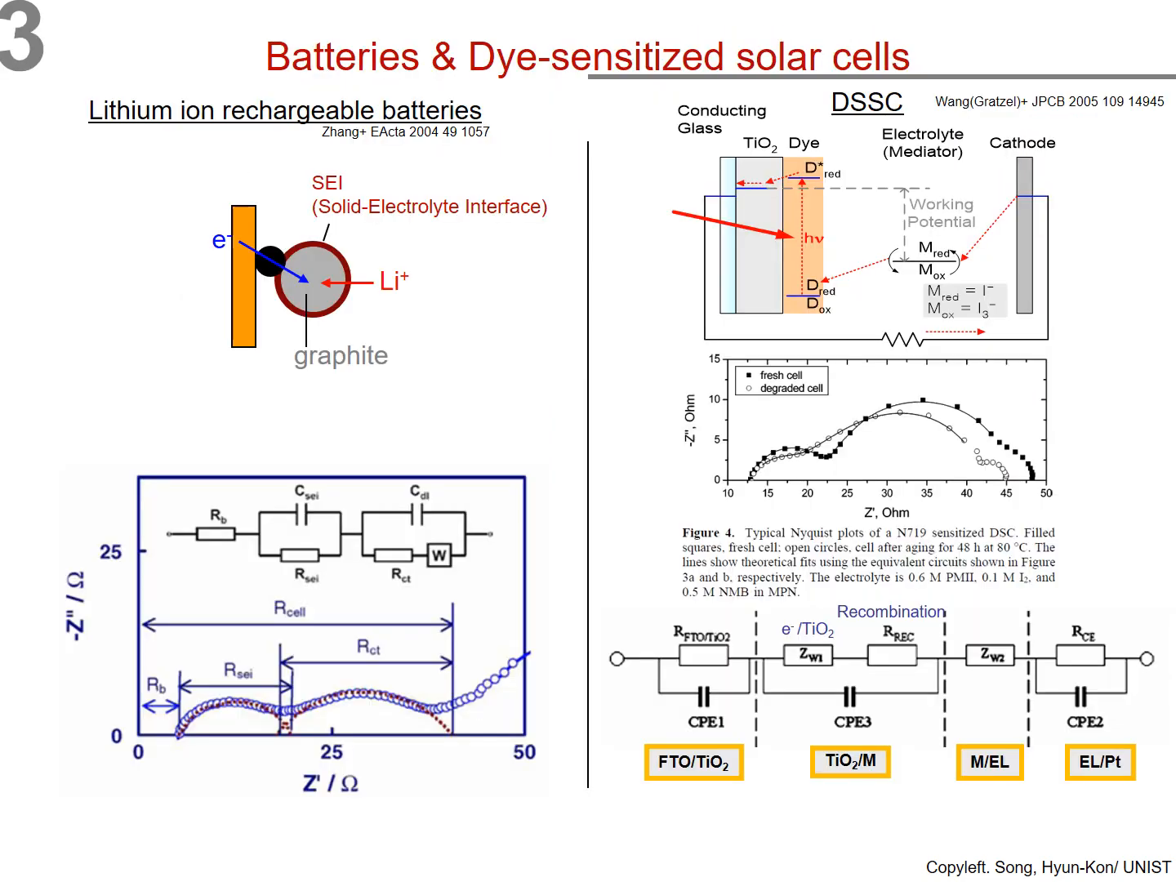I'd like to present real electrochemical impedance spectra for some applications. Here we have two examples. The first one is from batteries, lithium-ion batteries, and the second one is dye-sensitized solar cells. Let me start with lithium-ion rechargeable batteries.